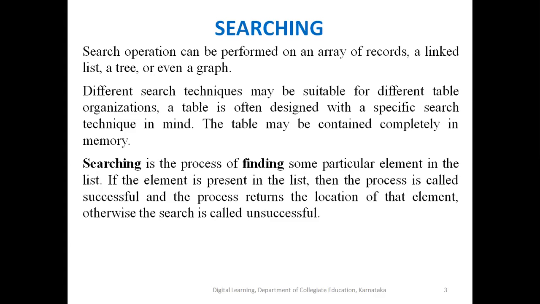Searching is a technique of finding an element in an array of records, a linked list, a tree, or a graph. It is the algorithmic process of finding a particular element in a collection of items. It can be done on internal data structure or on external data structure. So we can say that searching is the process of finding some particular element in the list. If the element is present in the list, then the process is called successful and the process returns the location of that element. Otherwise, the search is called unsuccessful.